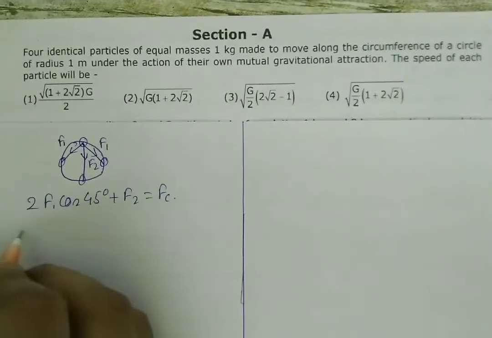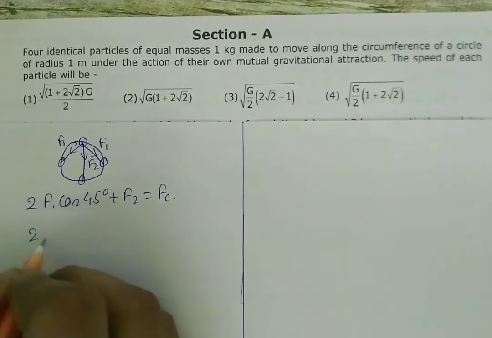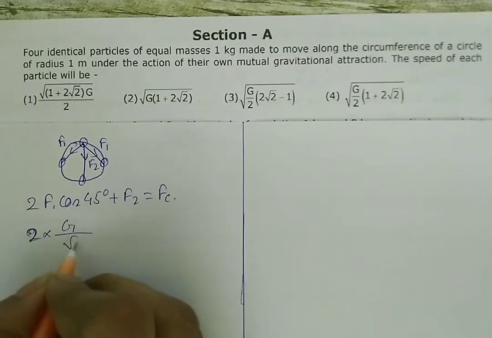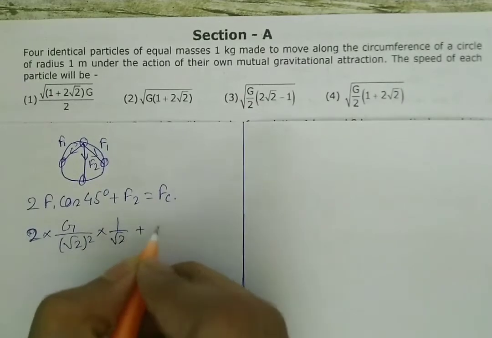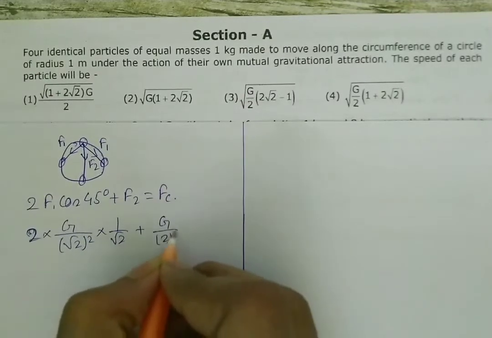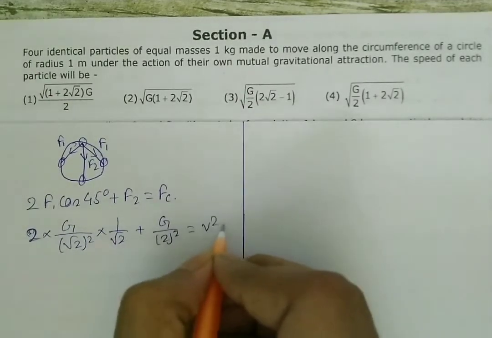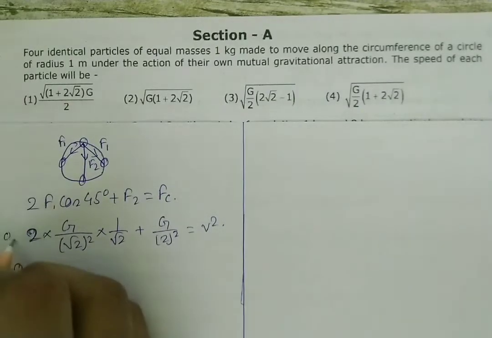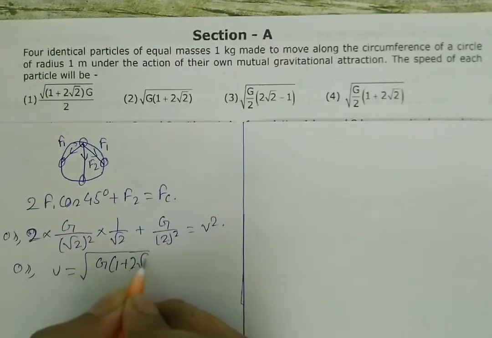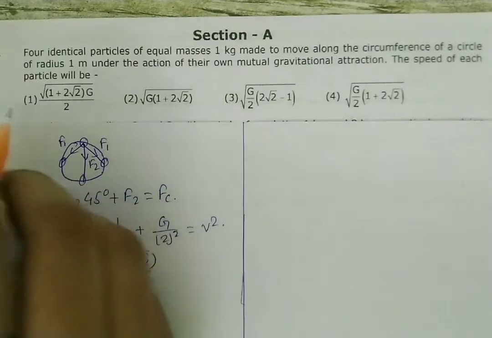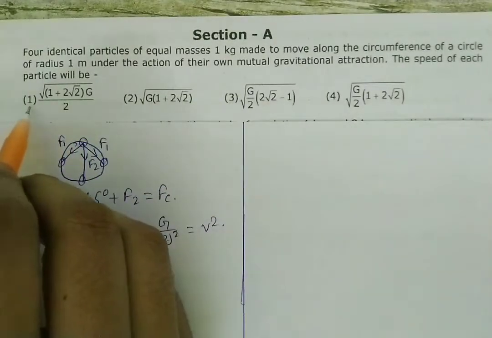So we can directly say that 2 into G by (root 2) whole square into 1 by root 2 plus G by 2 whole square will be equal to V square. So from this you can say V is equal to root over of G into (1 plus 2 root 2) by 4. Therefore the first option is the correct option.